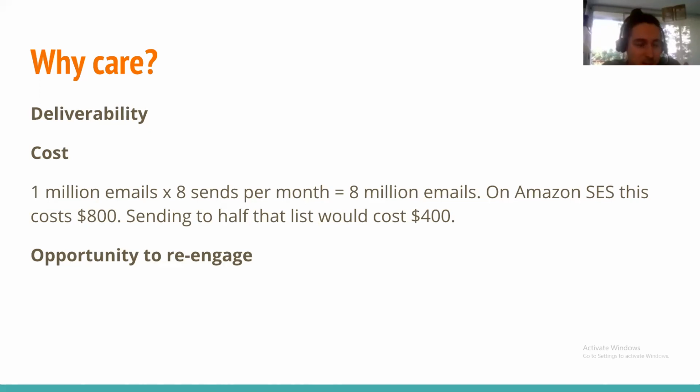The next thing as well is cost. It depends on how you're sending your emails, but even if you're using something like Amazon SES, which is one of the cheapest ways to send bulk emails, I did some calculations here: if your email list is 1 million people and you're doing 8 sends a month, then if you just send to half of those, you can save $400 a month. If you're using something like Nation Builder, which charges you by the number of subscribed emails that you have, then the savings could potentially be a lot bigger, if you are able to reduce the subscribed size of the list.